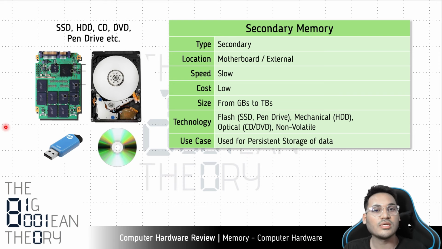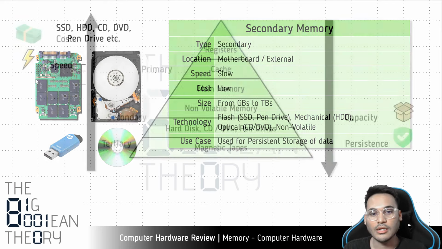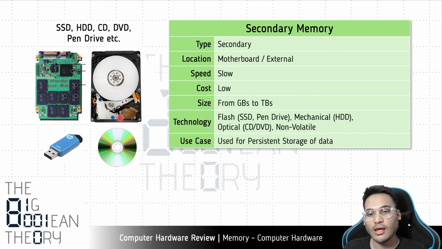Now let us look at some examples and properties of secondary memory. You can see here we have several examples. The first one is the solid state disk or SSD, and it is also called non-volatile memory. Then there is the hard disk drive, and then we have CDs, DVDs, and finally the portable format, that is the pen drive. These are some of the examples that are included in the secondary memory.